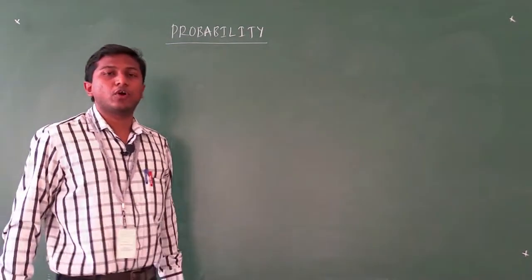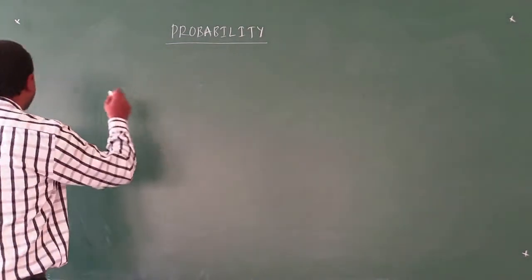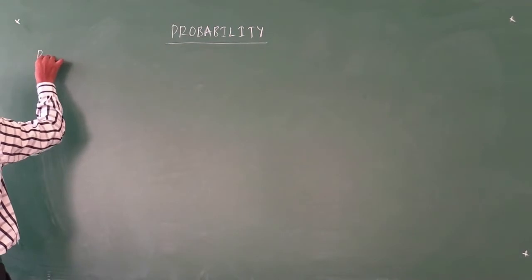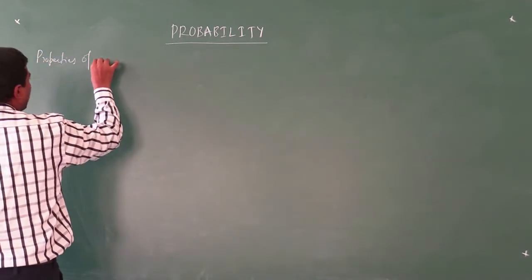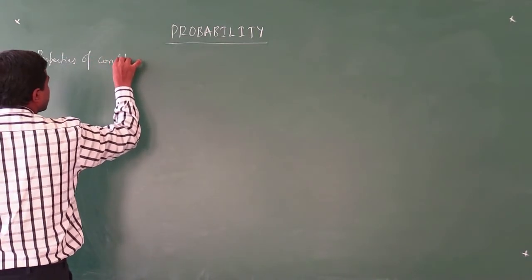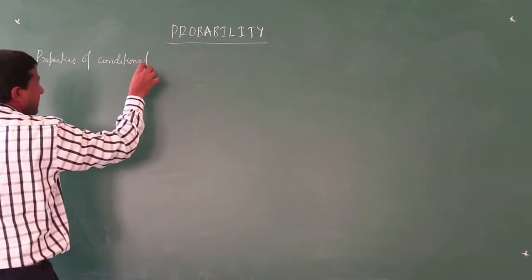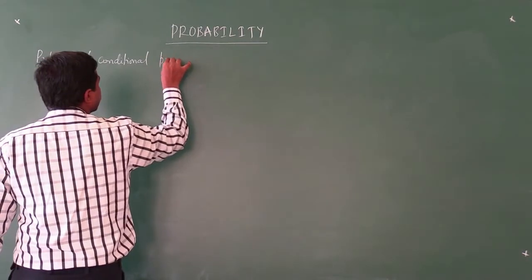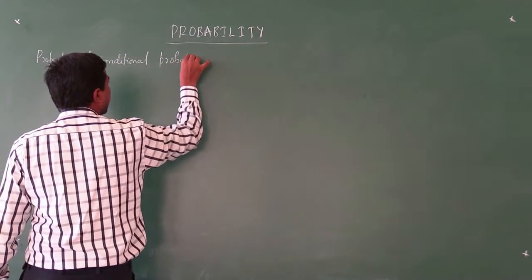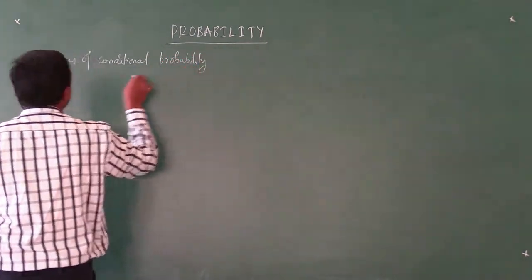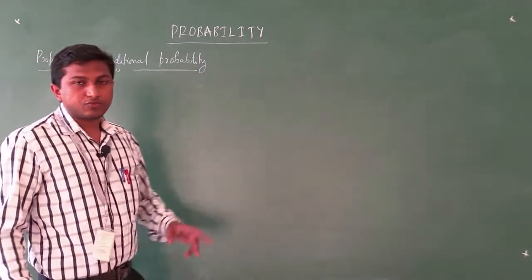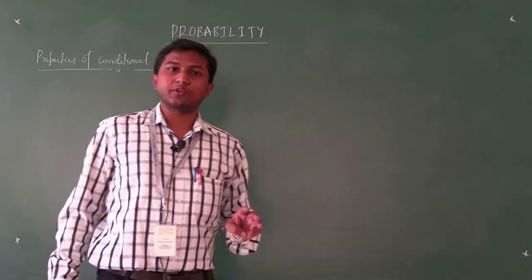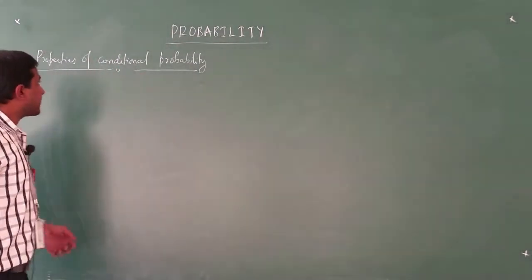Okay, moving on, the next topic is properties of conditional probability. There are 3 properties in total. Okay, we will start like this.